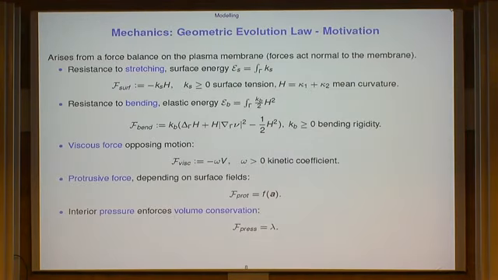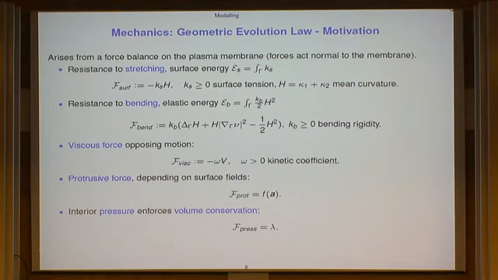For the motion, we propose a geometric evolution law. And the idea here is that we assume a force balance on the cell membrane. And for the purposes of this talk, I'm going to assume that all of these forces act in the direction normal to the cell membrane. This isn't necessary, but if you talk to experimentalists, they say that they believe material points on the cell surface move in the normal direction only.